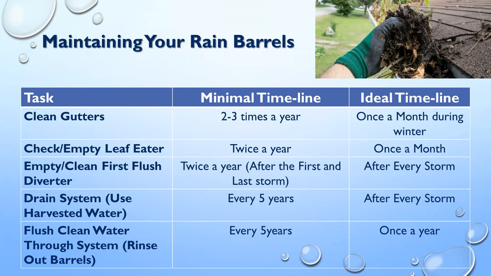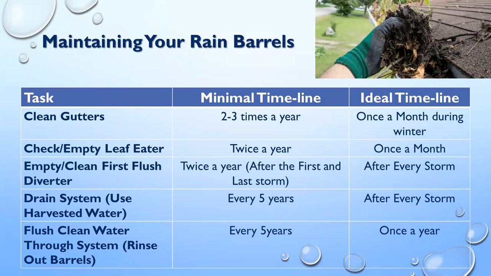You really want to do that twice a year. If you're in an area that really gets a lot of leaf debris on your house during the winter when it is raining, you may want to do it once a month, depending on how bad your own gutters are. This is something, even if you don't have a rain barrel, it's good to keep your gutters clean.